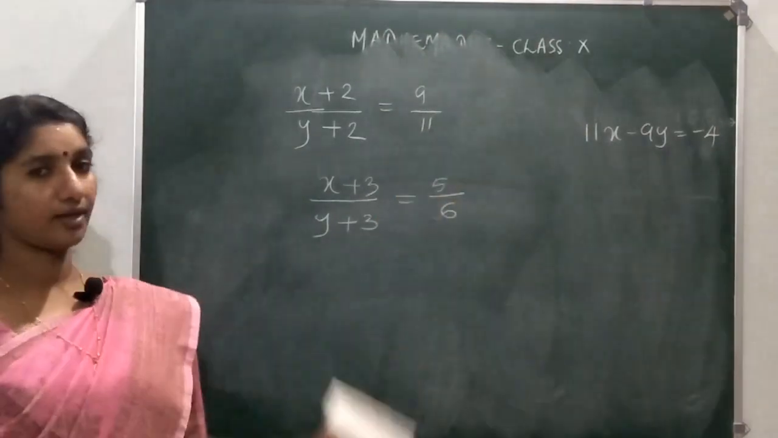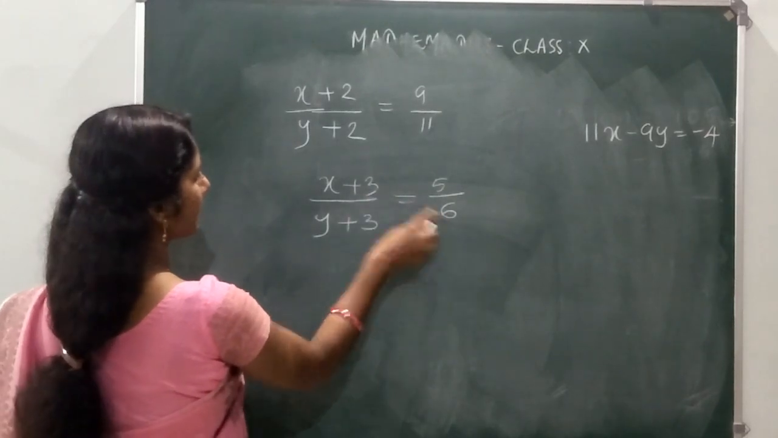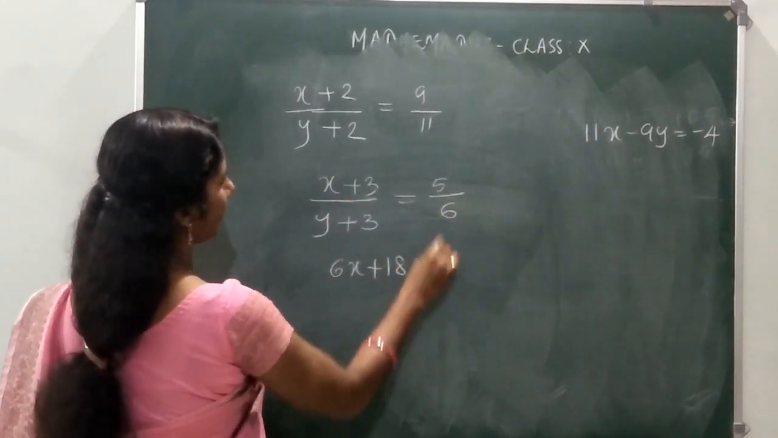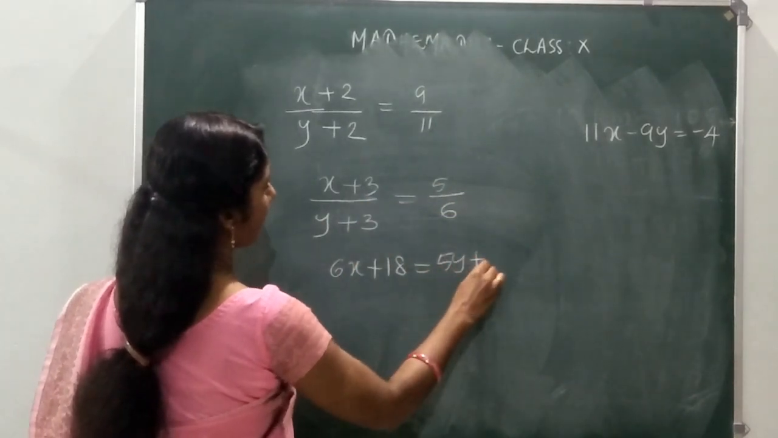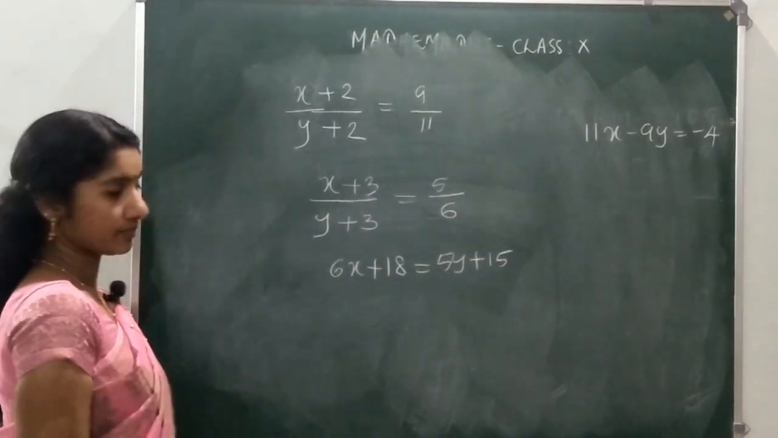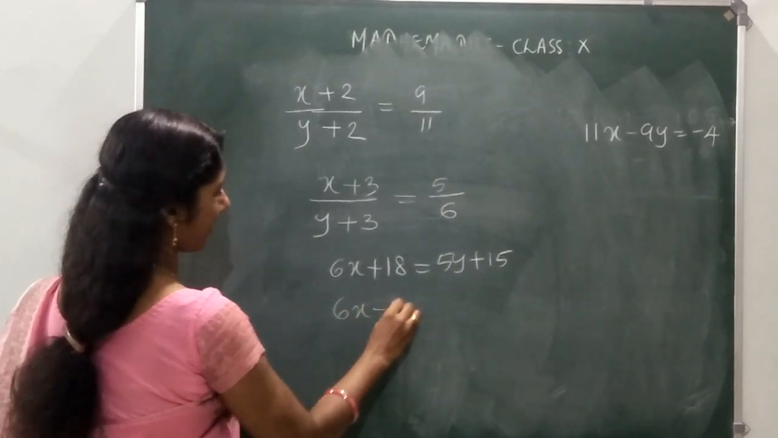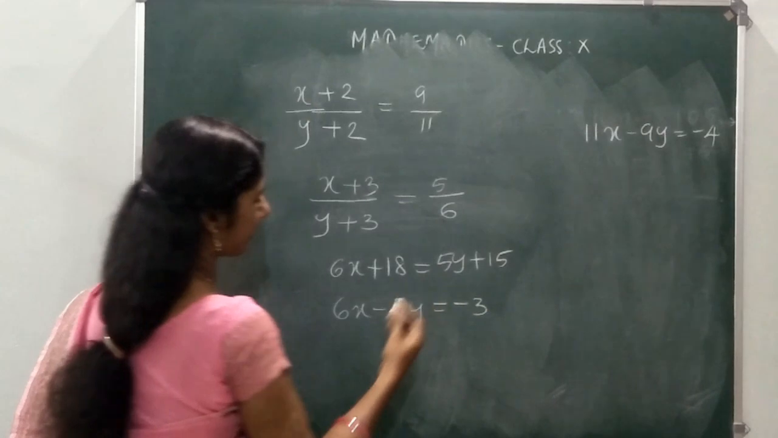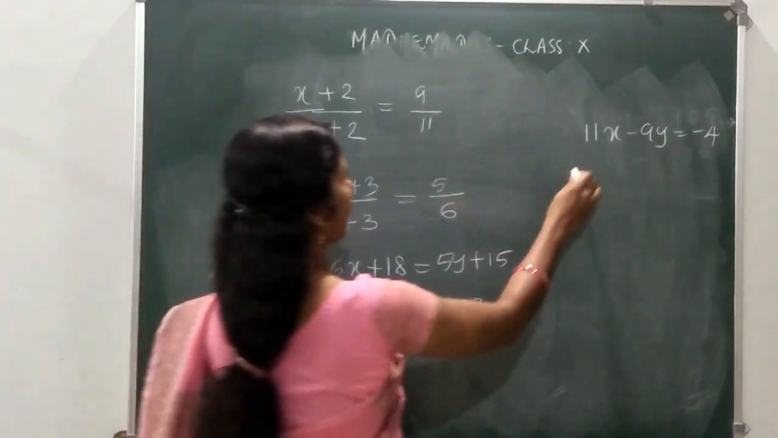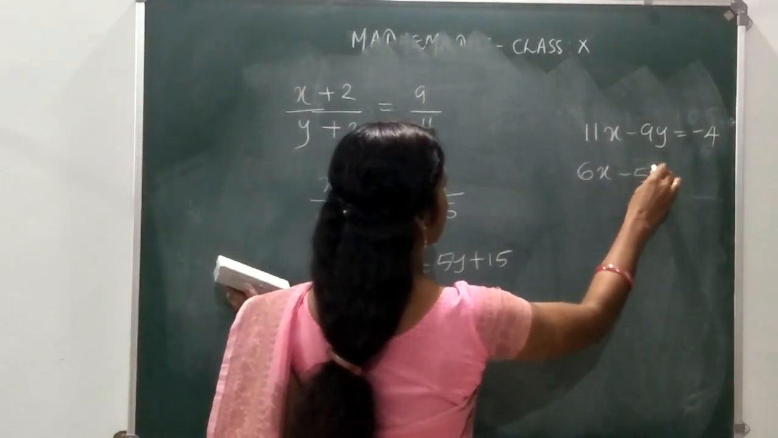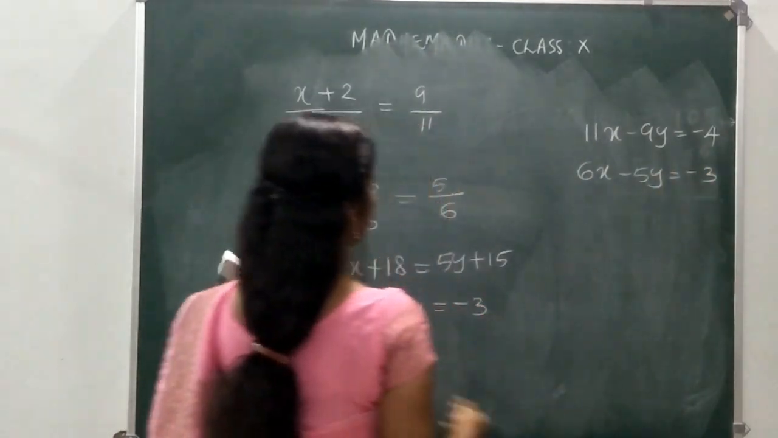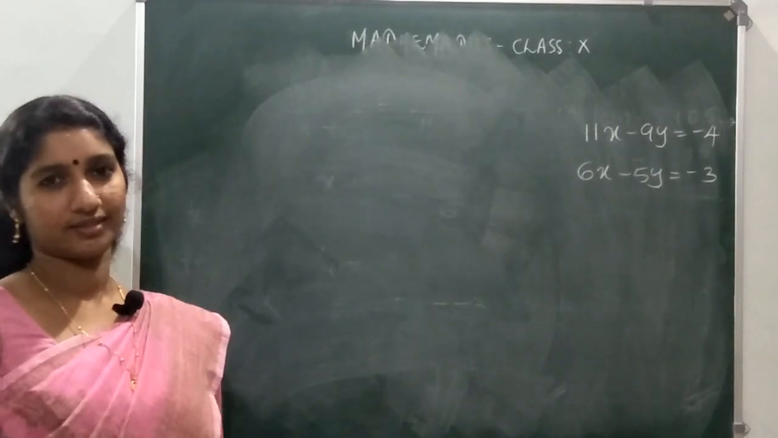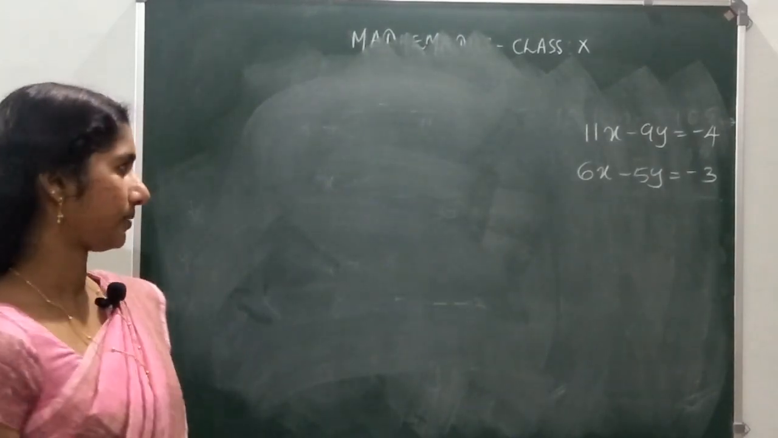This also we can make in that form. Cross multiply. 6 into x, 6x, plus 6 into 3, 18, equal to 5y plus 15. 6x minus 5y equal to 15 minus 18, that is minus 3. See, we got the second equation as 6x minus 5y is equal to minus 3. So, both equations are ready. Then we need to solve for x and y.